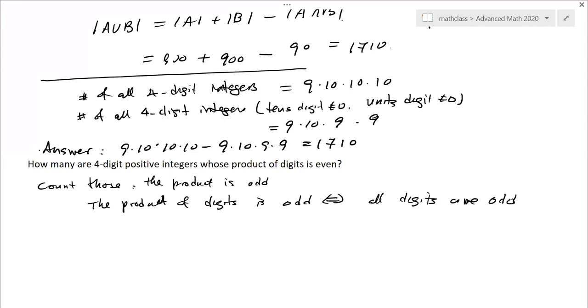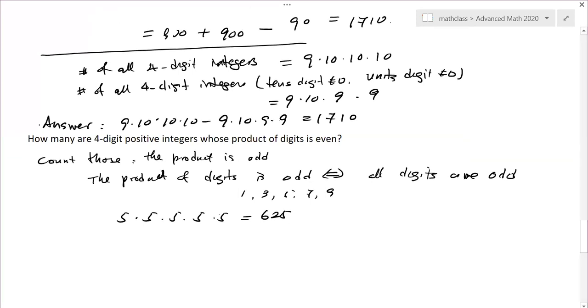It's too complicated. All right, so the digits will be 1, 3, 5, 7, 9. You have 5 choices for each digit. So you have 5 choices for the first digit, 5 choices for the second, and so on. If you multiply them out, it's going to be 625. So there are 625 integers whose product of digits is odd.